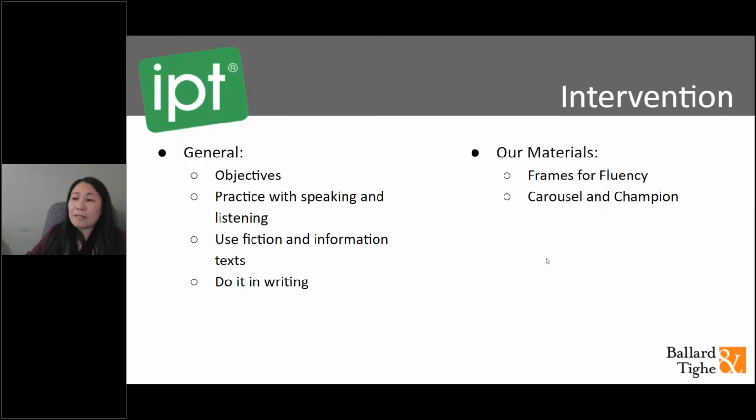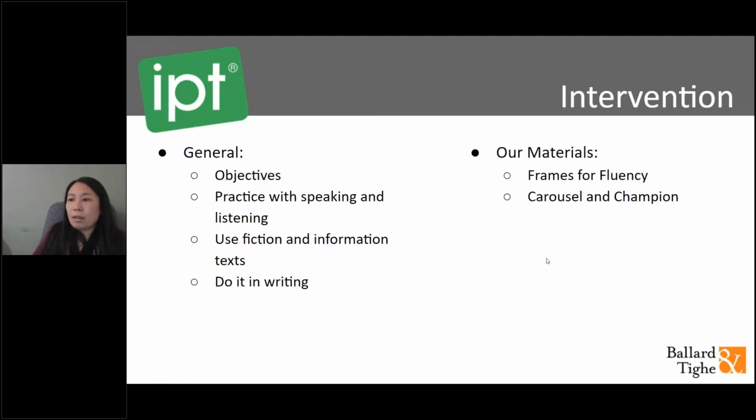But definitely one way to do this when you're doing intervention and focusing on weaknesses, flip through the objectives of different chapters or lessons or any curriculum that you already have. The objectives is where you're going to see many of those language functions and those standards actually met. Practice speaking and listening together, use fiction and informational text, and then do it in writing.